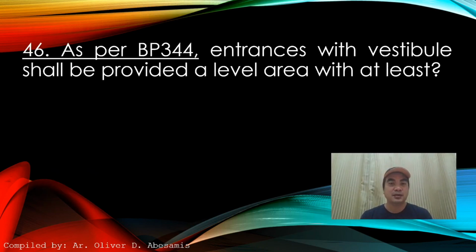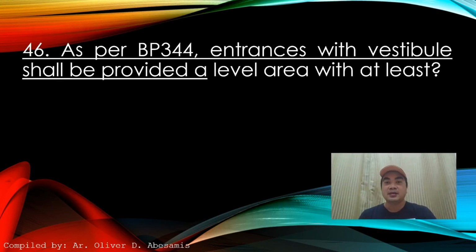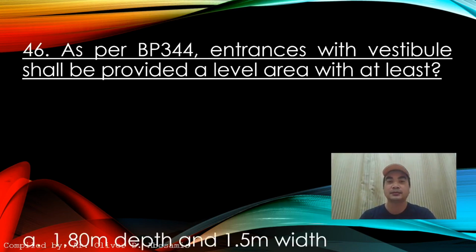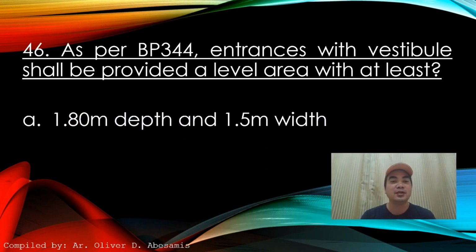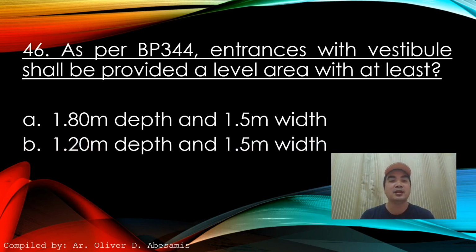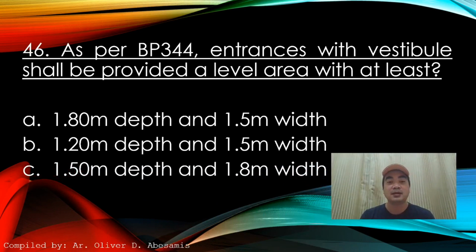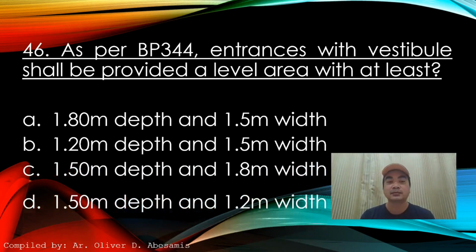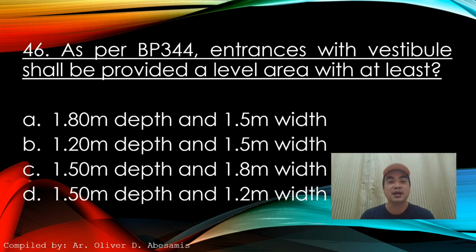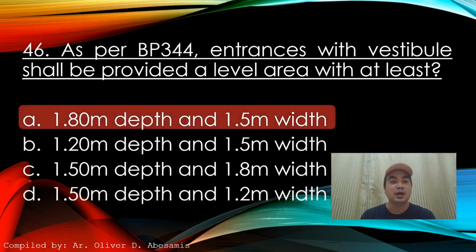46. As per BP344, entrances with vestibule shall be provided a level area with at least A. 1.8 meter depth and 1.5 meter width. B. 1.2 meter depth and 1.5 meter width. C. 1.5 meter depth and 1.8 meter width. D. 1.5 meter depth and 1.2 meter width. Answer: A. 1.8 meter depth and 1.5 meter width.